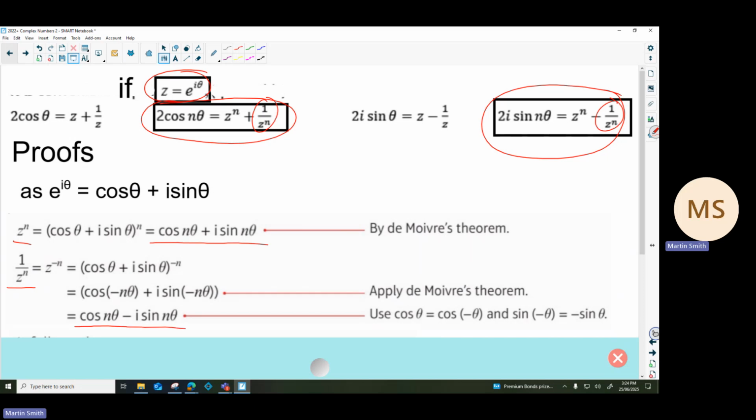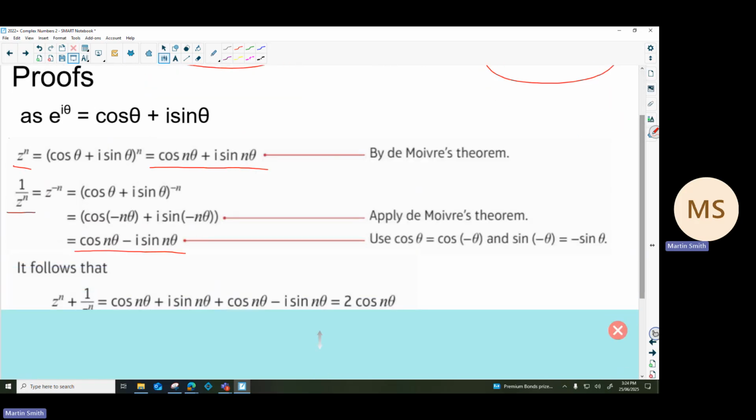Now, if you add or subtract these two lines, you'll get z to the n plus 1 over z to the n, or z to the n minus 1 over z to the n. So adding those two lines, I get z to the n plus 1 over z to the n is cos n theta plus i sine n theta, add cos n theta minus i sine n theta. The i sine n theta terms cancel out, and that gives you 2 cos n theta. So that's the first thing that I wanted to prove.